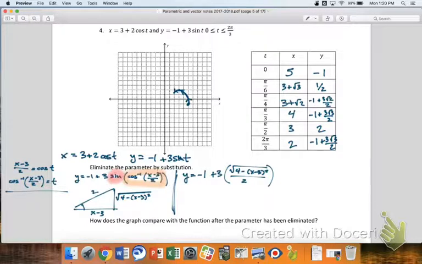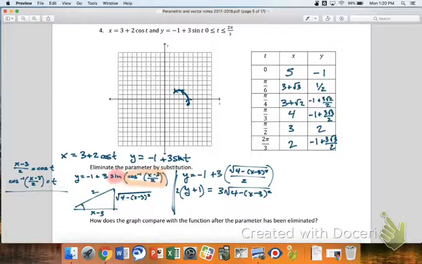Let's clear out the 2. Let's multiply everything through by 2. I guess we could add the 1 over. Do you guys want to just add the 1 over? Let's do that. Let's go y plus 1 equals 3 square root 4 minus this over 2. But can I just multiply the 2 over now? Is that all right? So times 2. Then divide by 3. We're just doing some algebra here.